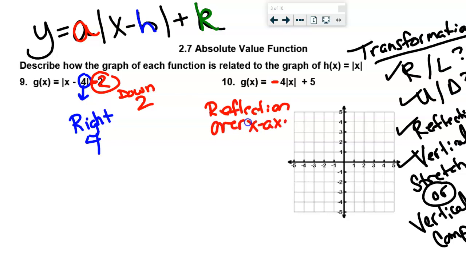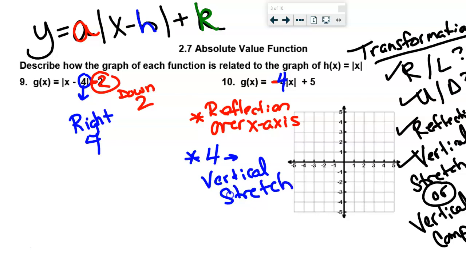If you just wrote down reflection, that's fine. If you're going on to pre-calc next year, you got to be real specific, and you got to call it reflection over the x-axis. All right, then you have a 4 in front of your function. Because the 4 is larger than 1, the 4 means that you have a vertical stretch. And then to be really thorough, I'll say of 4. If it was a number that was smaller than 1, like 1/2, 1/3, that would be a vertical compression. And then this +5 thing, that is an up 5 shift.